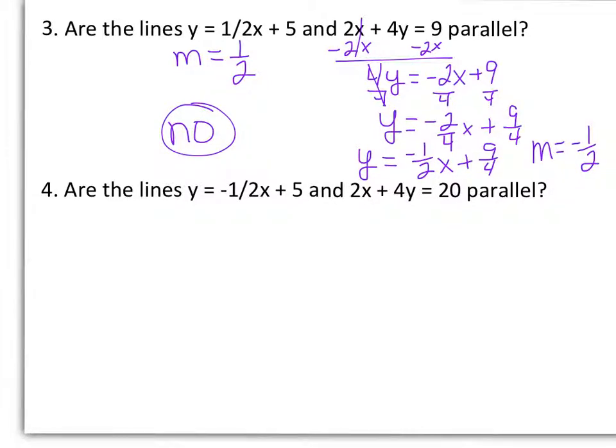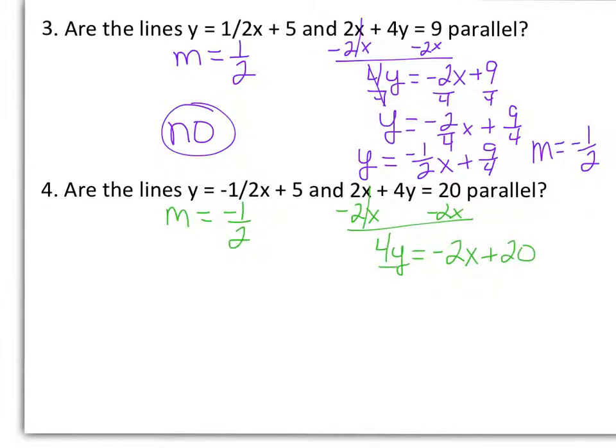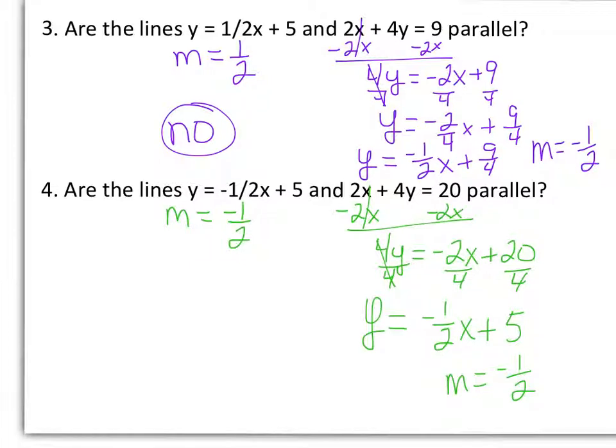Same idea, number 4. We have y equals -1/2 x plus 5, and 2x plus 4y equals 20. In the first line, my slope is -1/2. And then in the second one, I need to solve for y. So subtract 2x. Divide each term by 4. And I'm going to reduce -2 over 4 is -1/2. 20 divided by 4 is 5. And now I can identify my slopes, -1/2. So I see that I have exactly the same slope. So yes, these two lines are parallel.